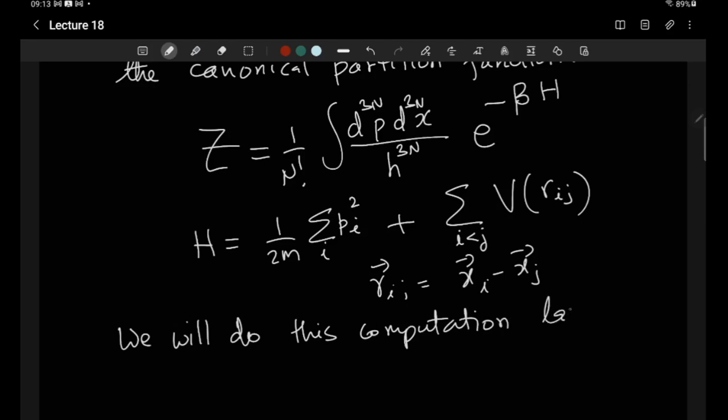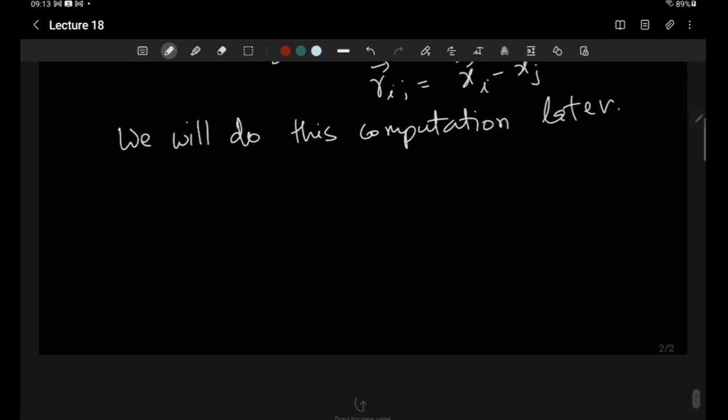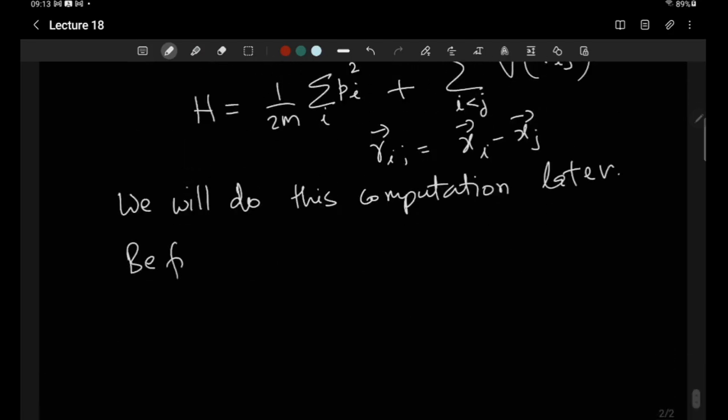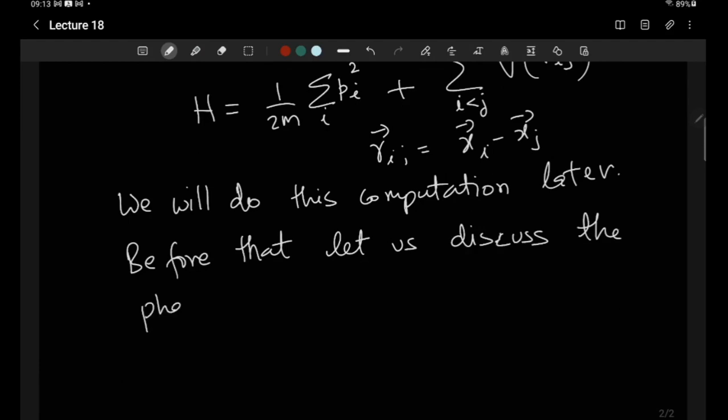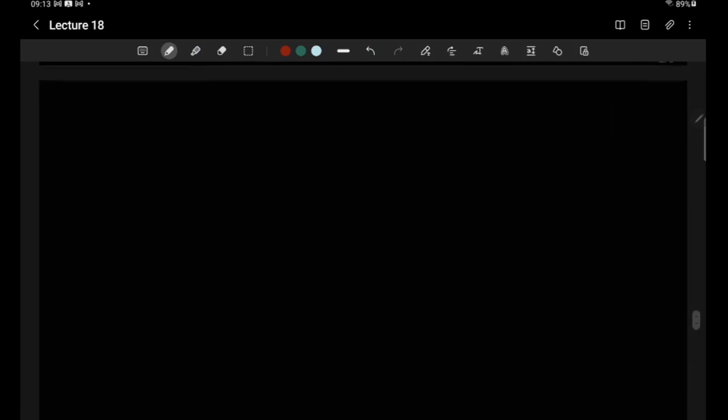But before that, I want to discuss the phase diagram of a real material, a real gas. So let me start doing that.